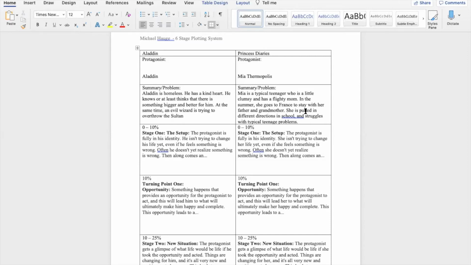If we pop over here to Princess Diaries, again, what would the summary problem be? And one of the reasons why I picked the Princess Diaries is because it's written in a very different way. It's written as diary entries, and so you have the summary problem. Mia Thermopolis is a typical teenager who's a little clumsy. She has a flighty mom. In the summer, she goes to France to stay with her father and grandmother. She's pulled in different directions at school. She's got her friend Lily.